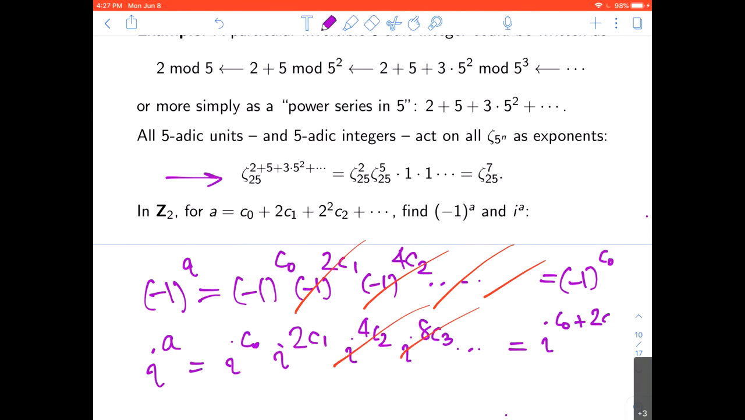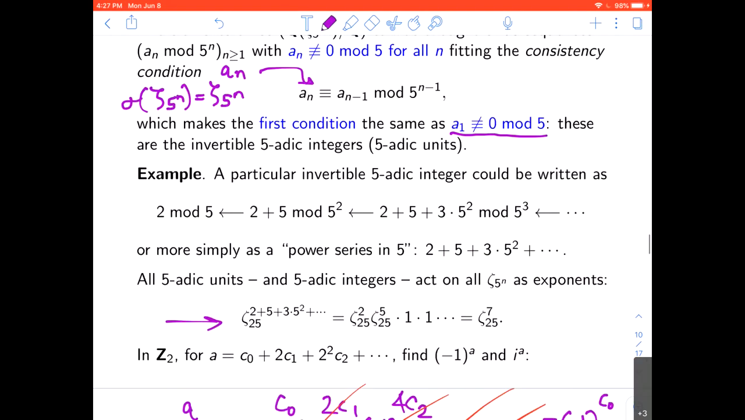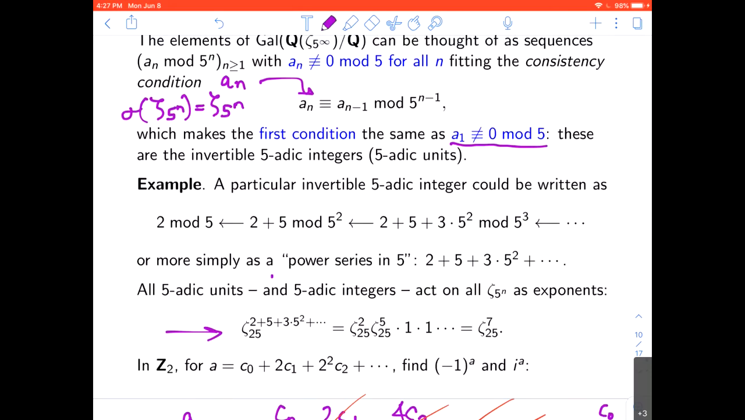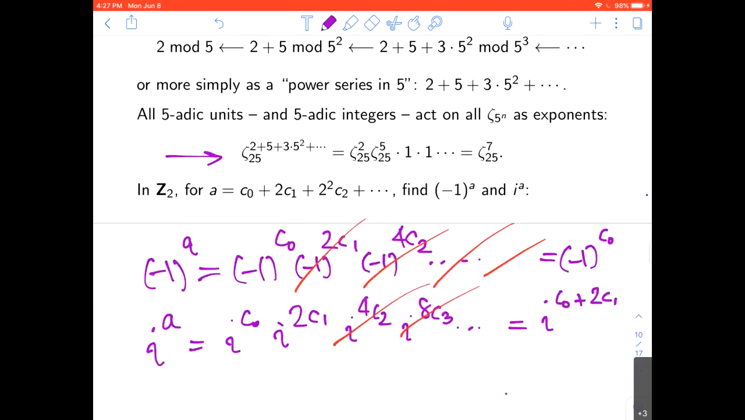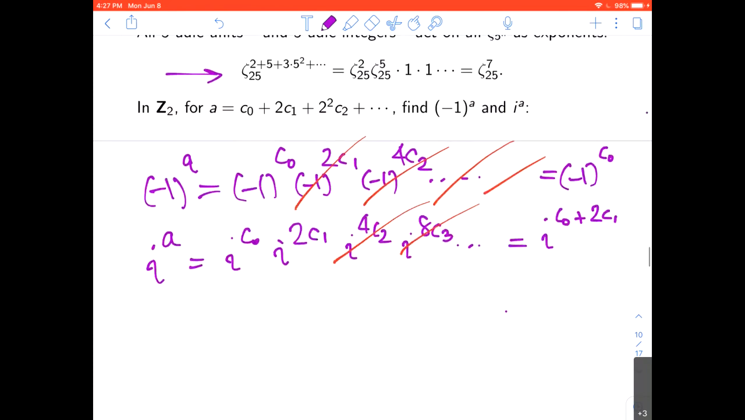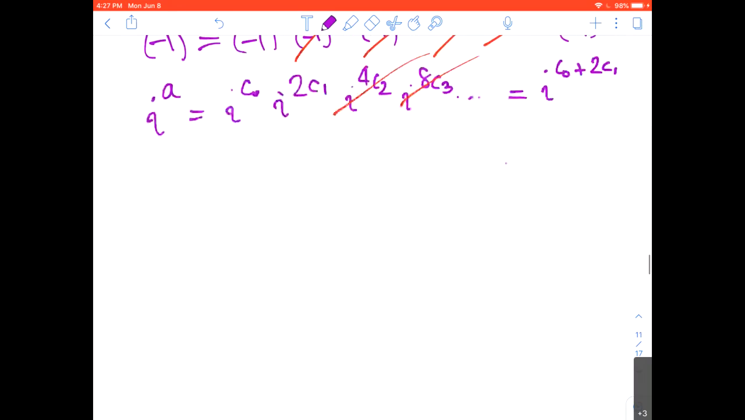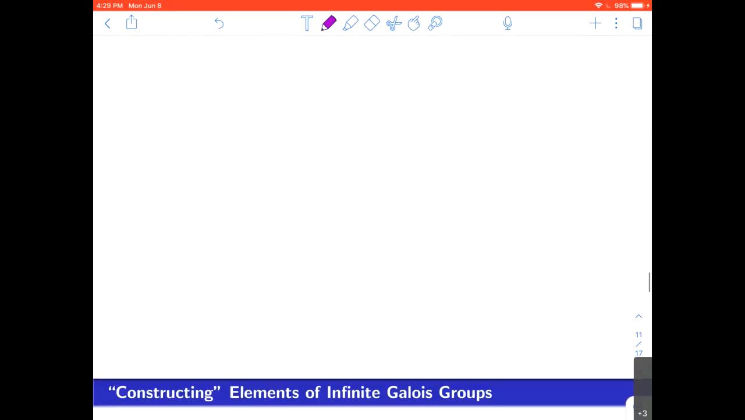So you can think about p-adic integers, p-adic units, being applied directly to the p-power roots of unity. In this case, we're talking about 5th power roots of unity. You apply them as the exponent, and everything makes good algebraic sense. So you can make the p-adic integers invertible under multiplication act on the p-power roots of unity, and there's an interpretation of an infinite Galois group.